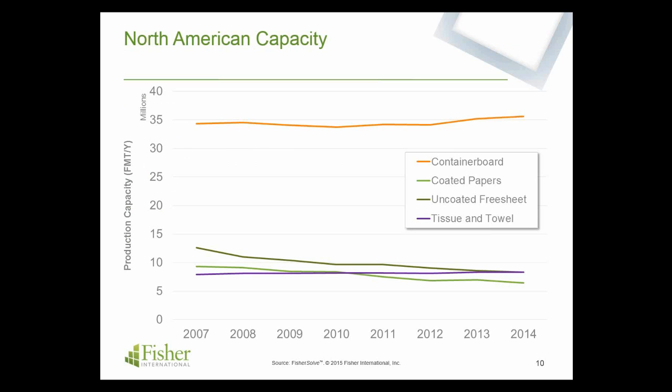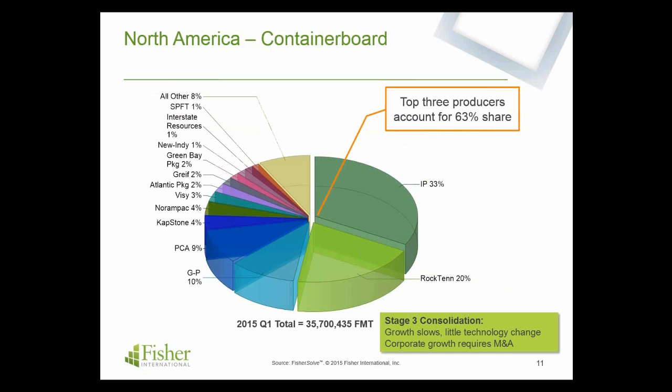So let's look at North American capacity. This is a chart of production over time for the grades that we're considering, and you can see containerboard relatively flat, and our printing and writing grades, that is the coated papers and the uncoated freesheet, are both in a declining phase. Tissue you can't see here because the tonnage is so small in comparison, but it is growing at about the rate of the population. So it's a healthy market, but we'll see what's happening in that market as we look at it more closely.